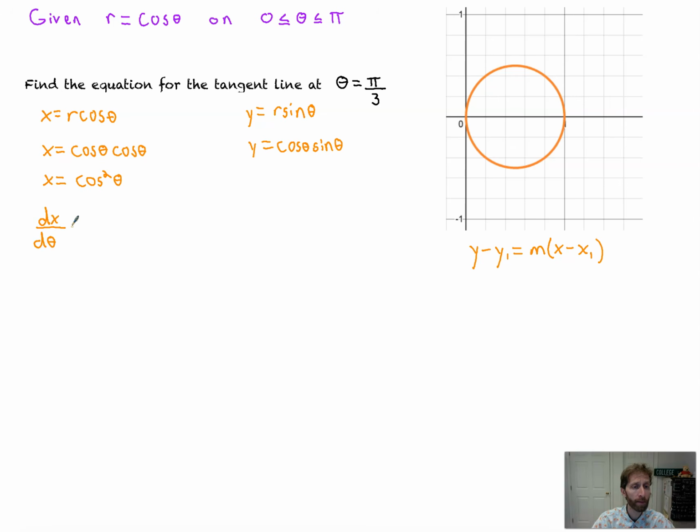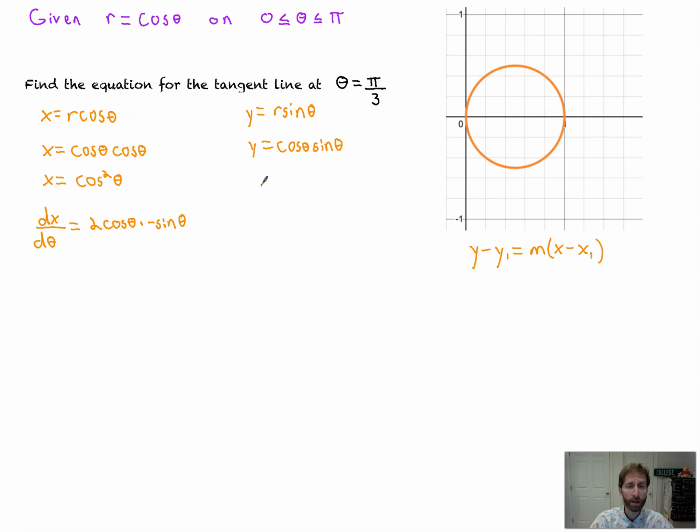Dx d theta is very simply the derivative of your x function, which we just found by converting everything in terms of theta. So dx d theta is the derivative of this. 2 times cosine theta, chain rule, times the derivative of the inside, which is minus sine theta. Now more on this in a little bit.